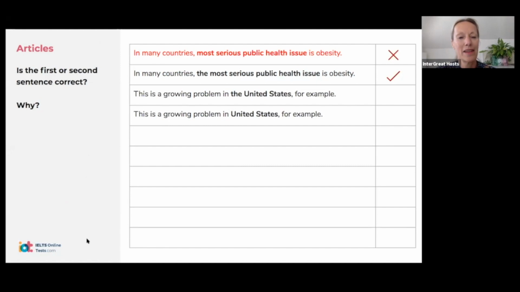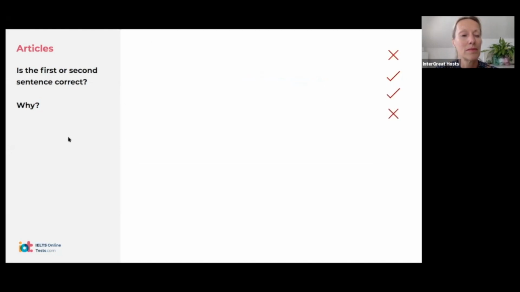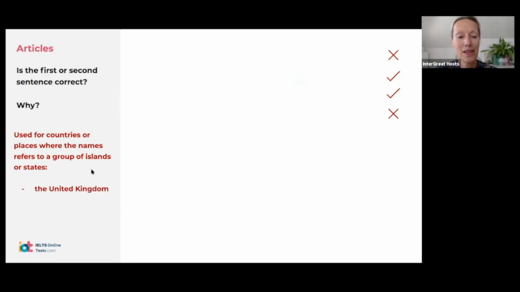Yeah, the Netherlands. I have to say, as I said, I've taught academic English or EAP for a long time, and this is such a common mistake. And I'm always correcting my students' essays. They write United Kingdom without the, and it's really annoying because I'm always correcting them. So try to remember this. It's used for countries or places where the names refer to a group of islands or states. Okay, as we said, the United Kingdom, also the Middle East. Can you think of any other examples?